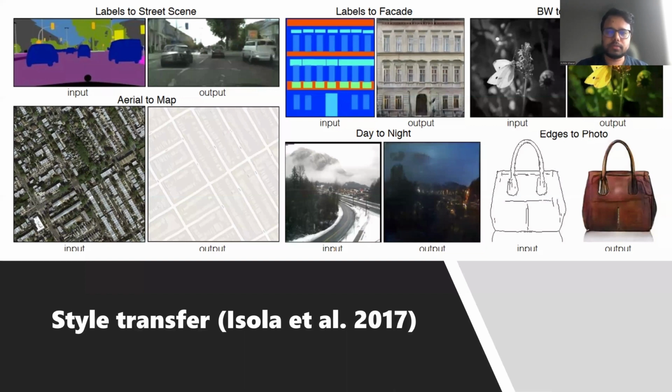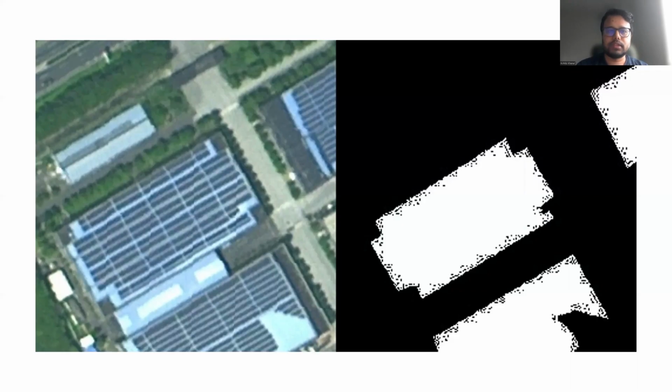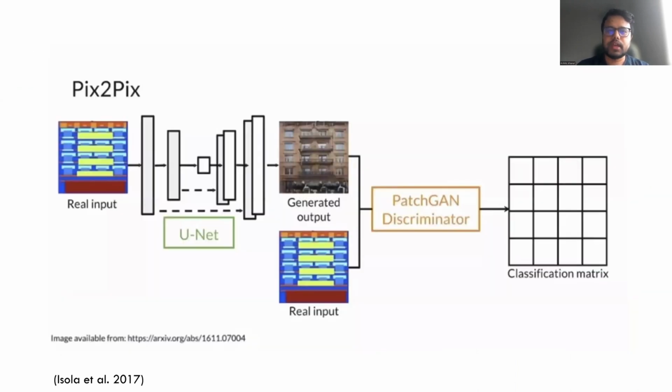Pix2Pix uses something called style transfer, where we are trying to transfer the style from a sketch to a rendering of a bag, from a satellite image to a map rendering like Google Maps, and from day image to night image. And in our case, we're trying to transfer the style of an aerial image to binary segmentation maps. We're using a model called Pix2Pix developed by Isola et al. It's a GAN-based model. The generator is based on U-Net, and the discriminator is called PatchGAN.